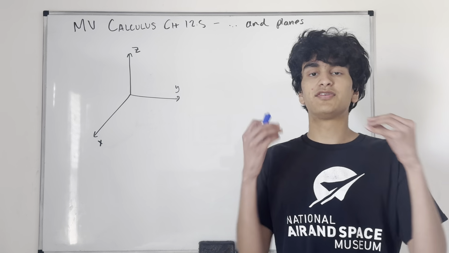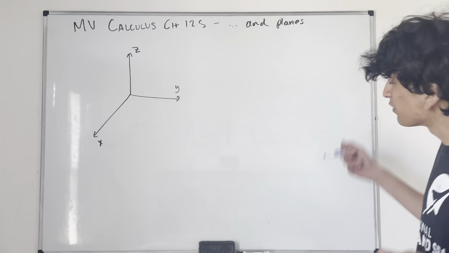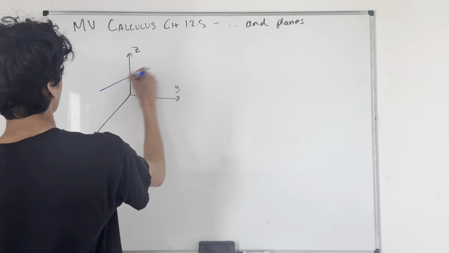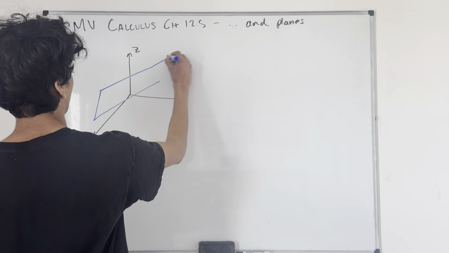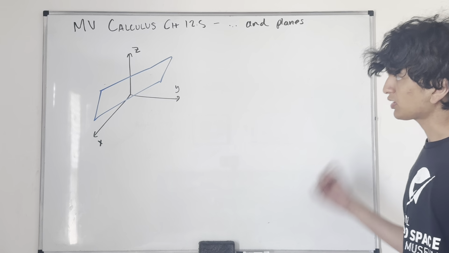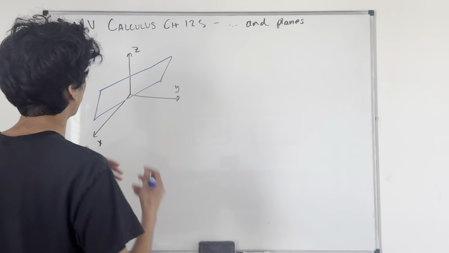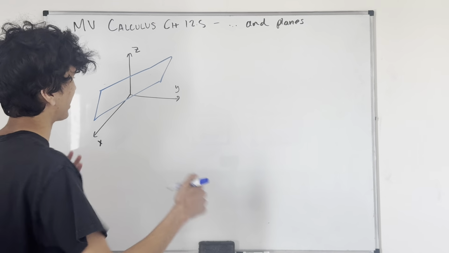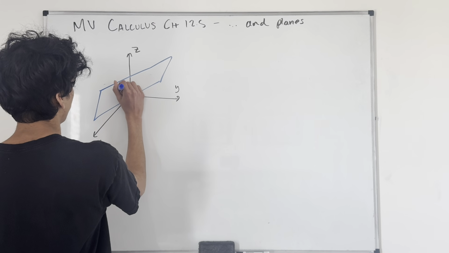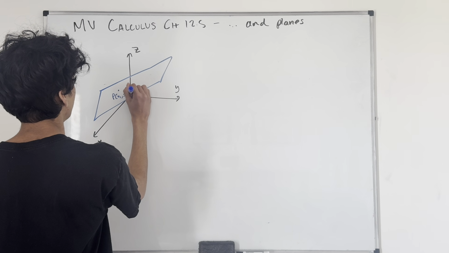So for a plane, how can you create one? Let's just make a plane, something like this. Planes do extend out forever. Let's say the plane is fixed, or passes through some point P, where P is (x initial, y initial, z initial).